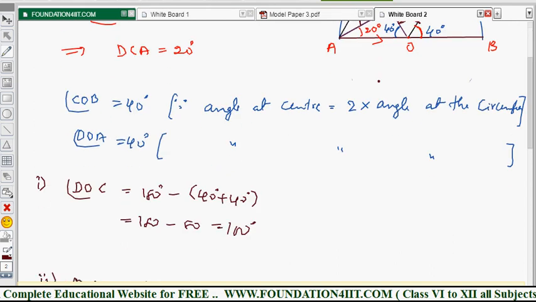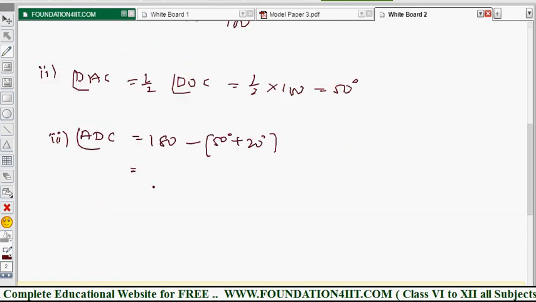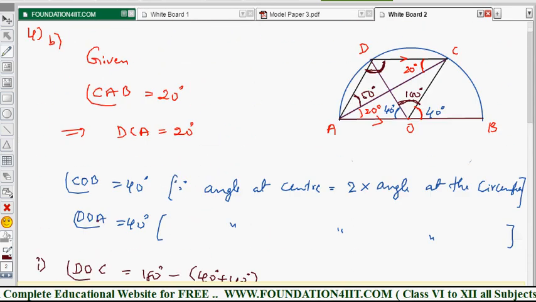Then angle ADC we can find out. Angle ADC is equal to 180 minus both angles. One is 50 degrees and one is 20 degrees, because the sum of the angles in a triangle is 180 degrees. This is from triangle ADC. So 180 minus 70 is 110 degrees, right? This is 110, very simple. So this is the 110 degrees.